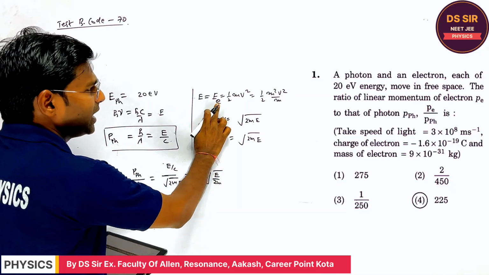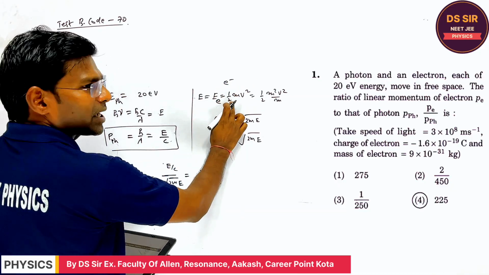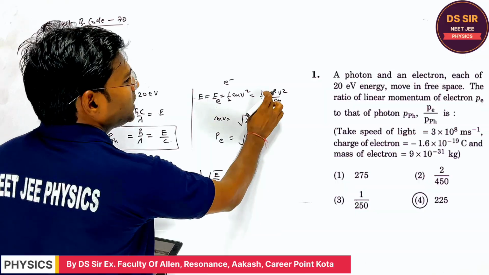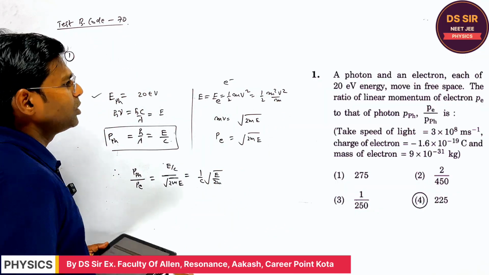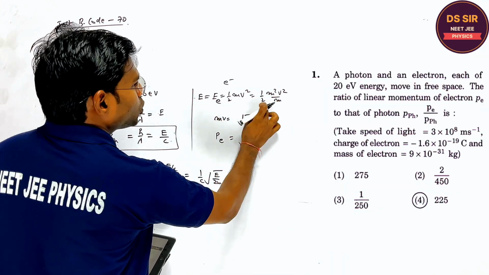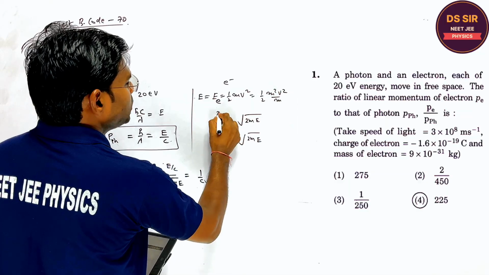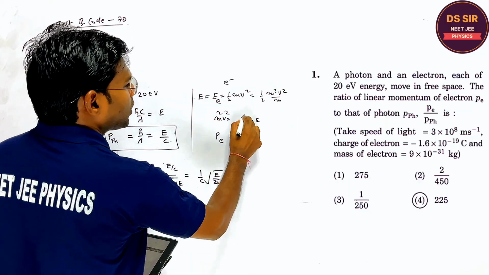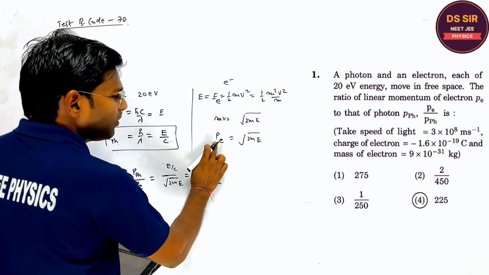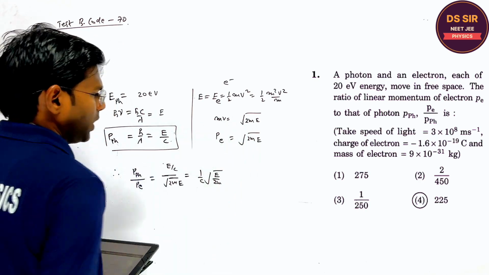If you consider the electron, the kinetic energy is half mv square. If you multiply by m in numerator and denominator, the energy is E. So 2mE is equal to m square v square. When you take the square root, the momentum of the electron comes to be root 2mE.